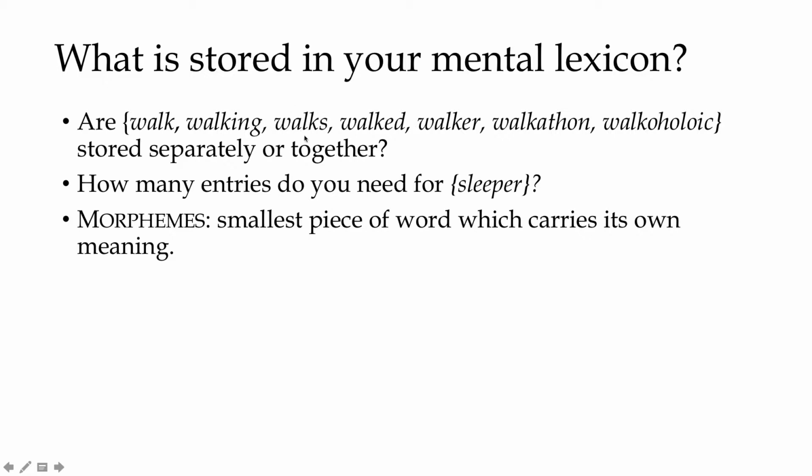Same thing here. I don't need another entry for walks. I can use the entry I already have for walk, and then I have another entry for s, which could be a plural. Maybe it's that third person singular, he walks. And past tense ed, this er, an entry a-thon or aholic, so I can have a workaholic, I could have a walkaholic, I could have a danceaholic, I could have a workathon or a danceathon.